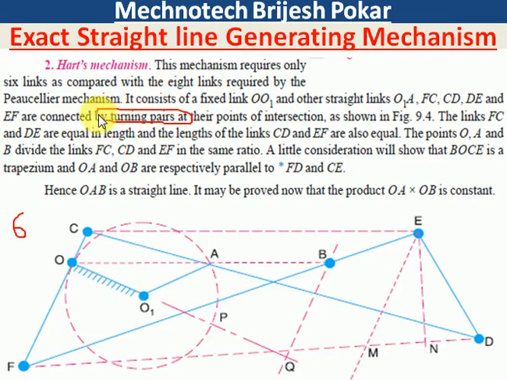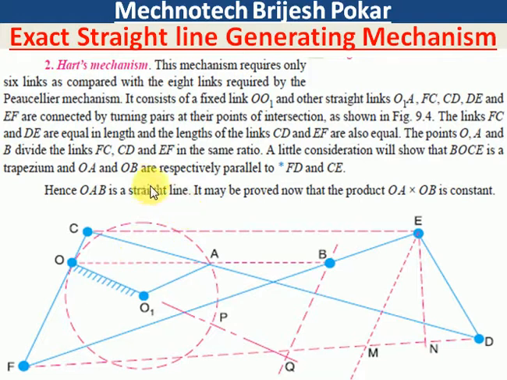So here turning pairs are used, and the fixed link OO1 is the first link, then O1A is the second link, then FC is the third link, then CD is the fourth link, DE is the fifth link, and EF is the sixth link. So a total of 6 links are used in this mechanism, right?